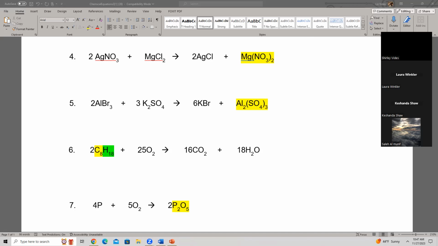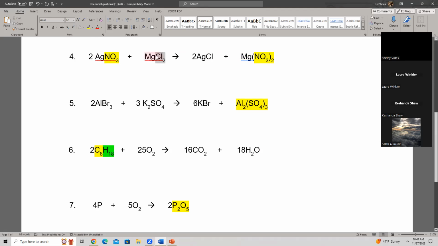Might help if I actually color it. A lot of people always like it when I color it, and I'm going to color it for you. So I'm going to just color the NO3 yellow. And I'm going to take this one off, because it doesn't need to be yellow. It needs to be no color. There we go. All right. Double replacement. Uh-huh. You see it? You saw it quickly, didn't you?